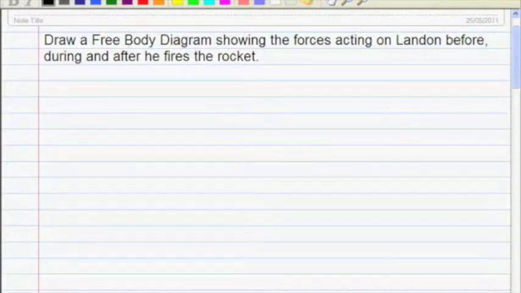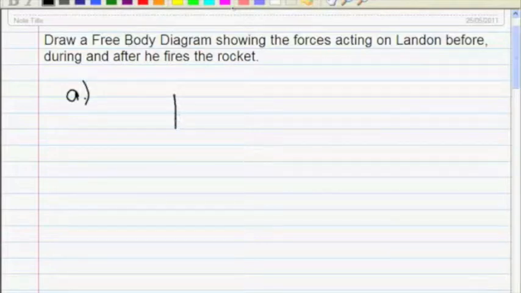So the first question we have here is they're asking us to draw free body diagrams showing the forces acting on Landon in three situations. Before he fires the rocket, during the rocket firing, and then after, when he's still moving but the rocket has stopped firing. So we've got our three situations here. We'll start off with our first one. Let's just label that A.